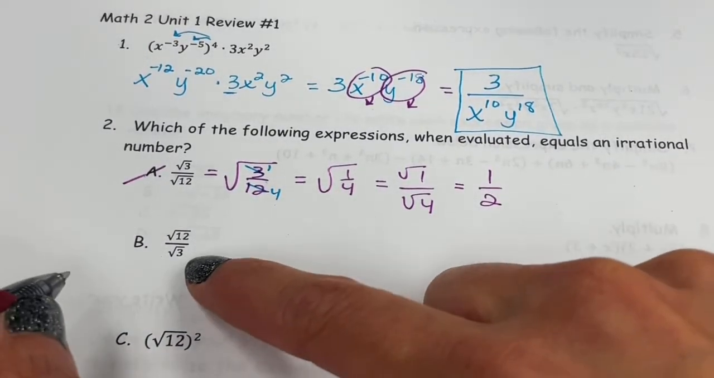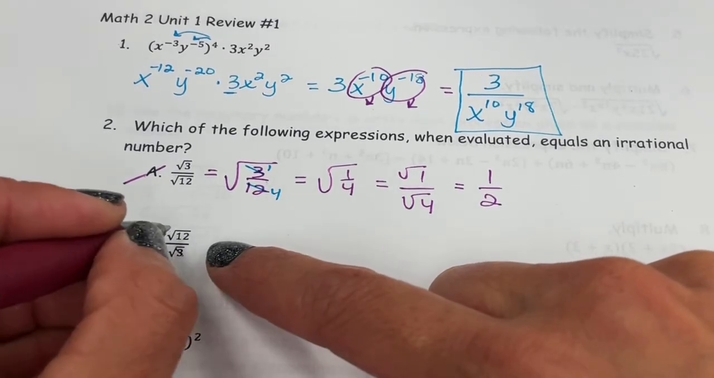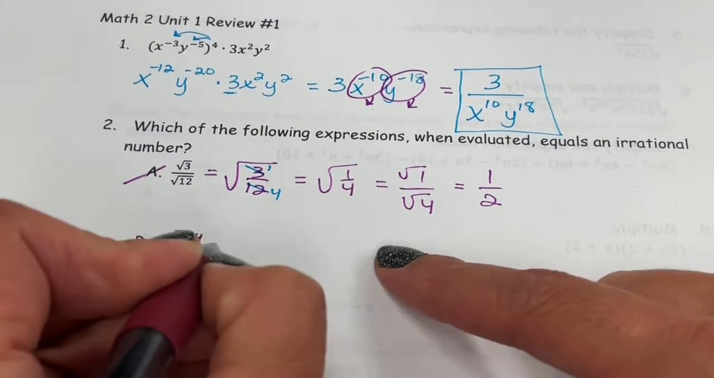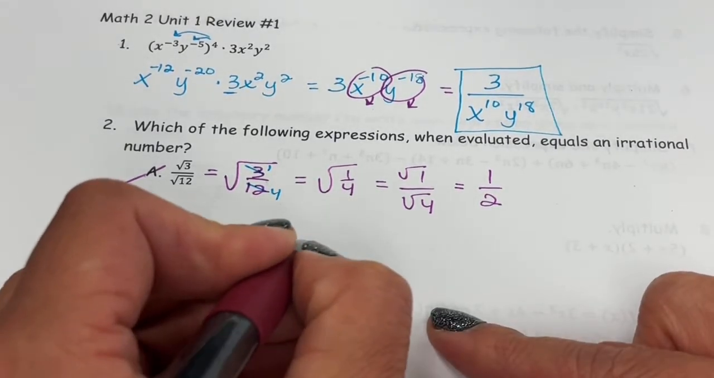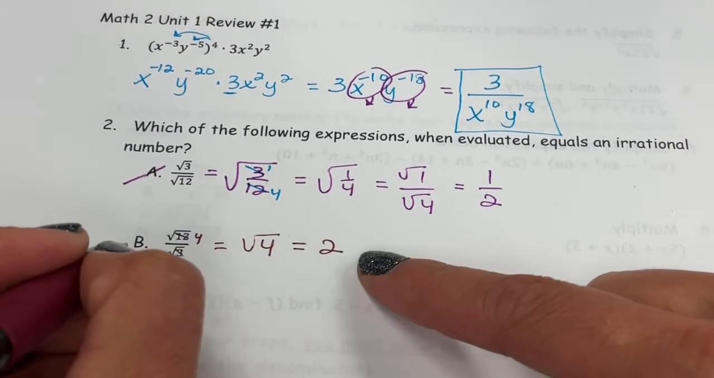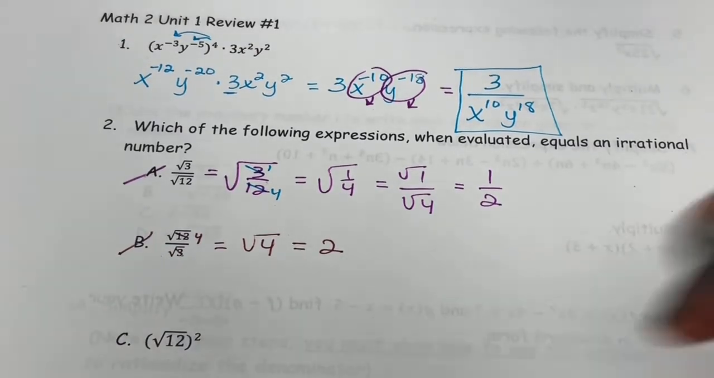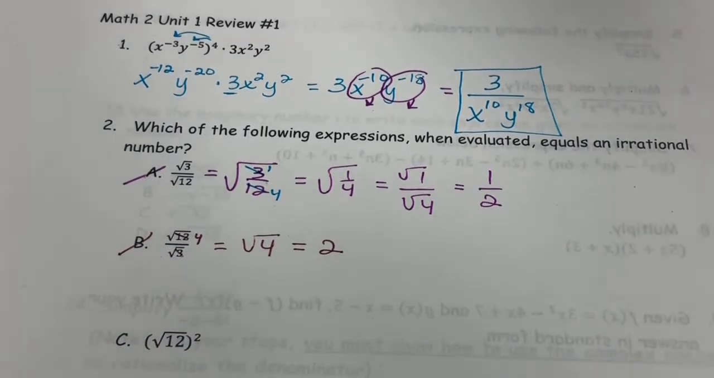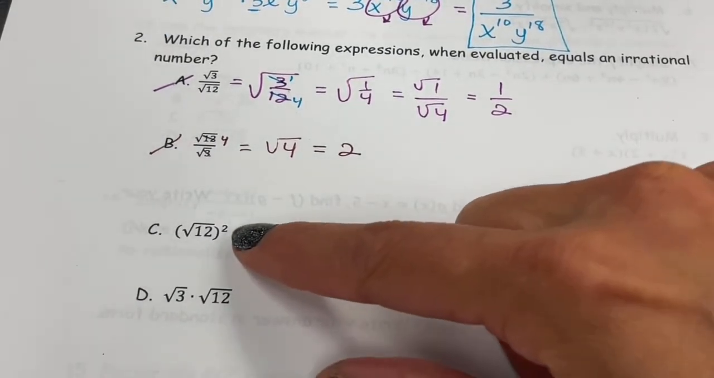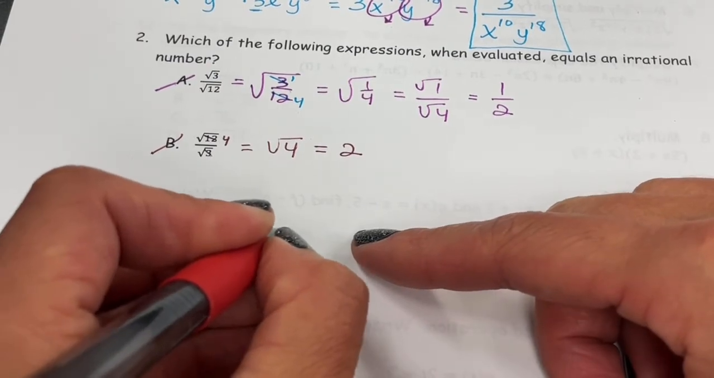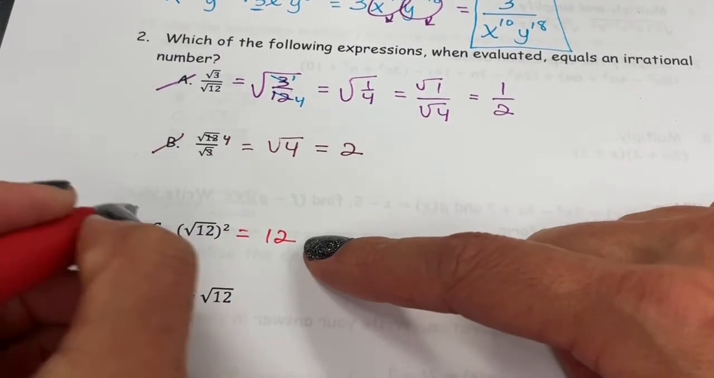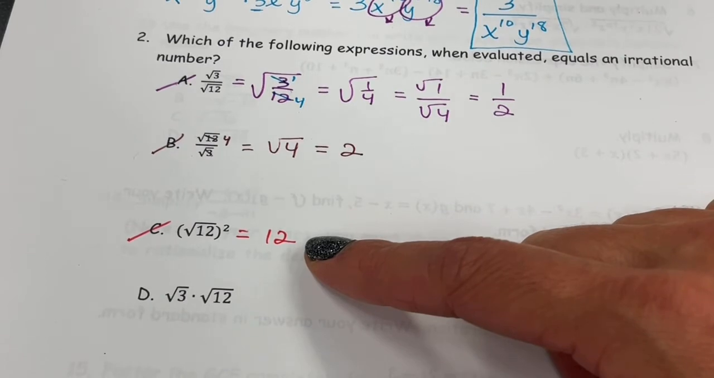Same type of thing. They're both inside numbers, so I can see 3 goes into 12 4 times. So I can write this as the square root of 4. And what's the square root of 4? It's a 2. So 2 is a rational number, so it's not irrational, which means it's not B. Okay, let's try letter C. Anytime we square a square root, those are inverses of each other. The 12 gets to come out. 12 is a rational number, so it's not C.